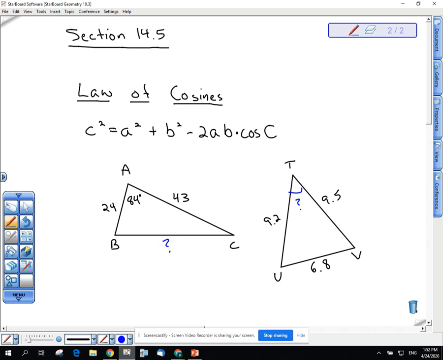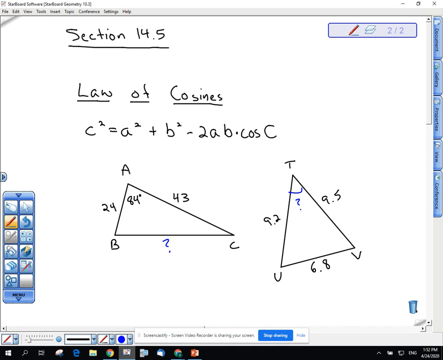Algebra 2, Section 14.5, the law of cosines. The law of cosines works much like the law of sines in that it's a simple formula that you can pretty much just take information from a triangle and plug it in to find information that you don't have.